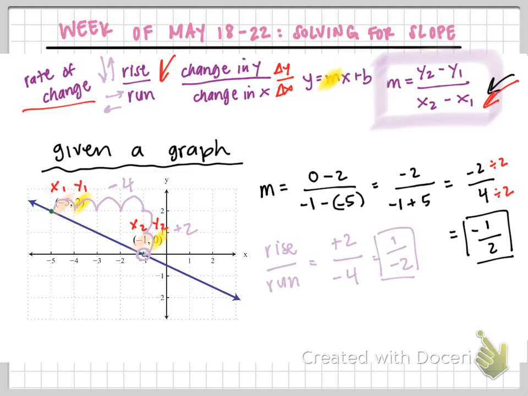So either way, whichever method works. If you prefer the formula, that can't steer you wrong, as long as you get your signs right and everything, and then rise over run works as well. Let's try one more.